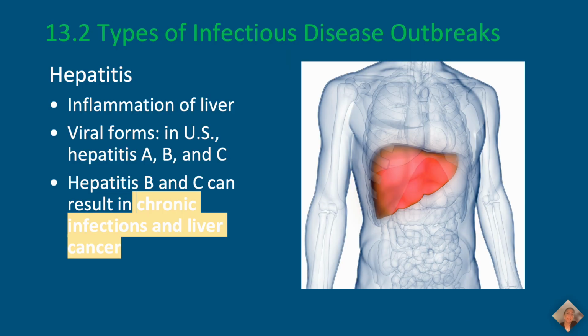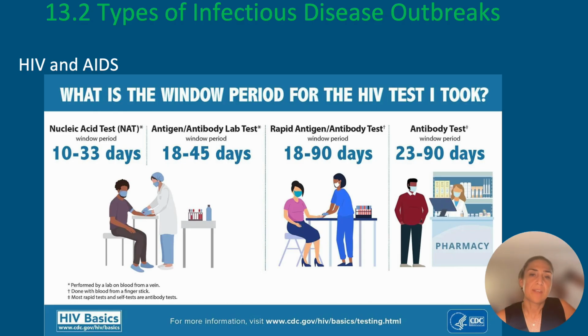For hepatitis, this is inflammation of the liver. The viral forms in the United States are hepatitis A, B, and C. Hepatitis B and C can result in chronic infections and liver cancer.